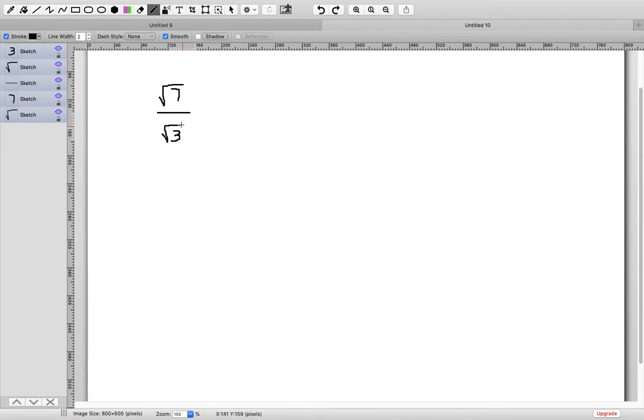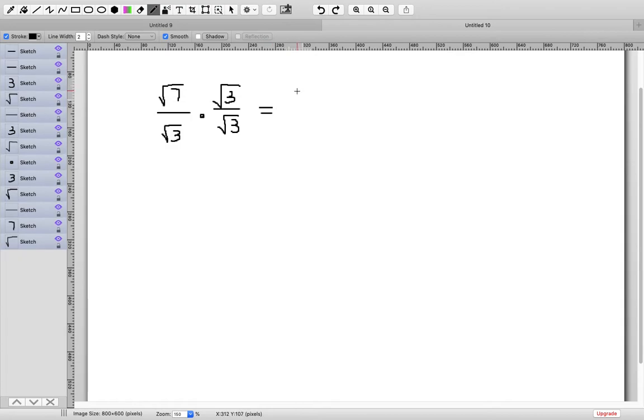So if you have a radical on the bottom of a fraction, you have to rationalize it, which means you're going to take both the top and bottom times that number. So I'm going to take the top times square root of 3. I'm going to take the bottom times square root of 3. Okay, so on the bottom, square root of 3 times square root of 3 becomes square root of 9, which is just 3. The top, square root of 7 times square root of 3 gives me the square root of 21. So now I have the square root of 21 over 3.